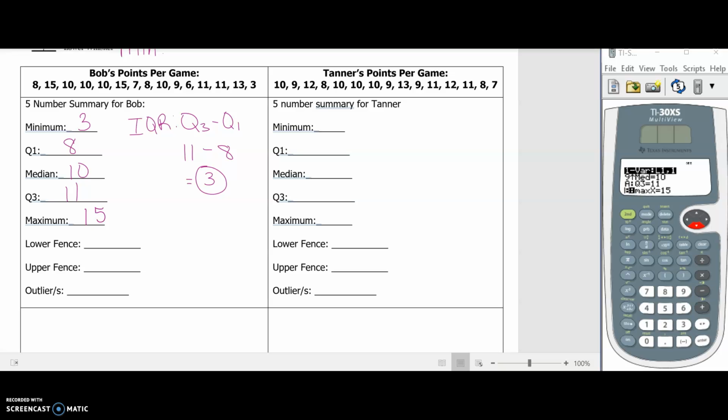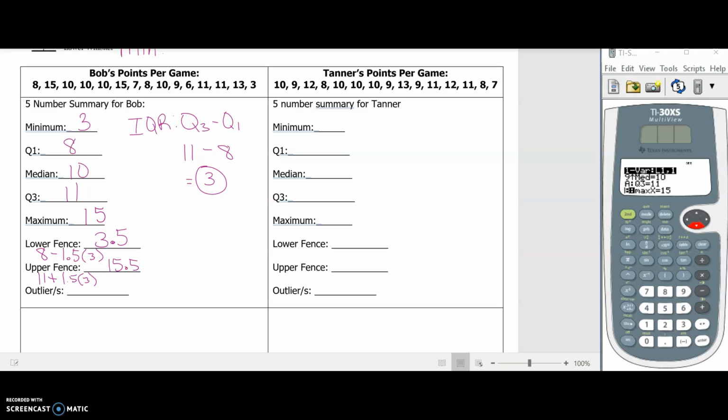So if you remember from day 2 notes, the lower fence is calculated by taking quartile 1, which is 8, minus 1.5 times my interquartile range, which is 3. So 8 minus 1.5 times 3 gives me a lower fence of 3.5. The upper fence is calculated by taking the 3rd quartile, which is 11, plus 1.5 times my interquartile range again, times 3, and that gives me an upper fence value of 15.5.